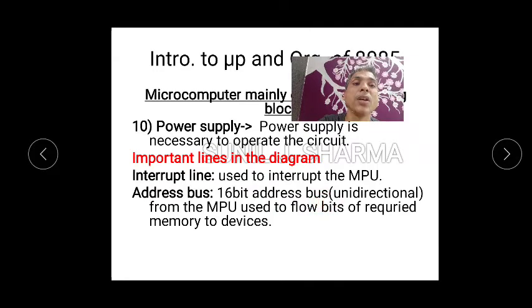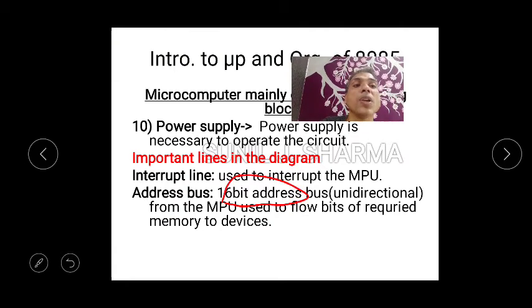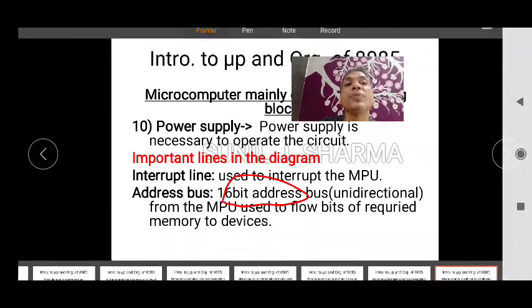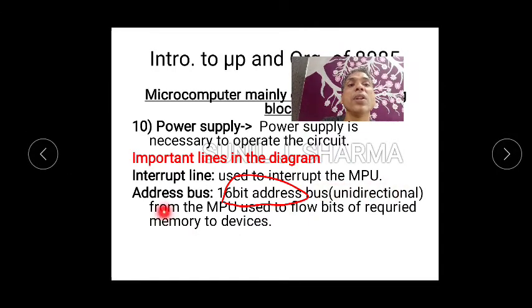Address bus, 16-bit address bus. Now remember that very important point: it is a 16-bit address bus. Okay, it is unidirectional. That is, the data flows only in one direction, from the microprocessor unit to some other devices, used to flow bits of required memory to devices. Okay, from memory to other devices and all, or from the CPU to some other devices.